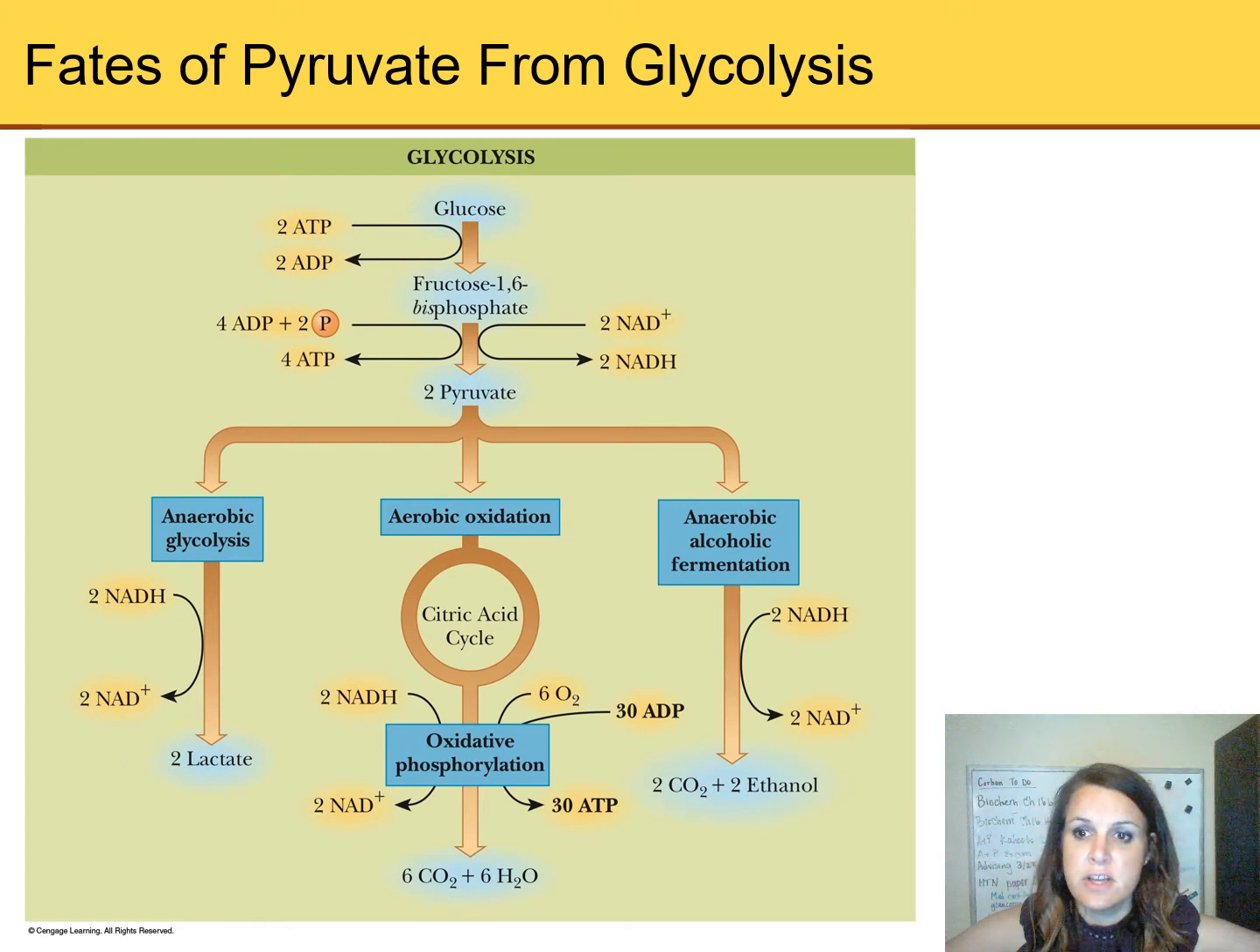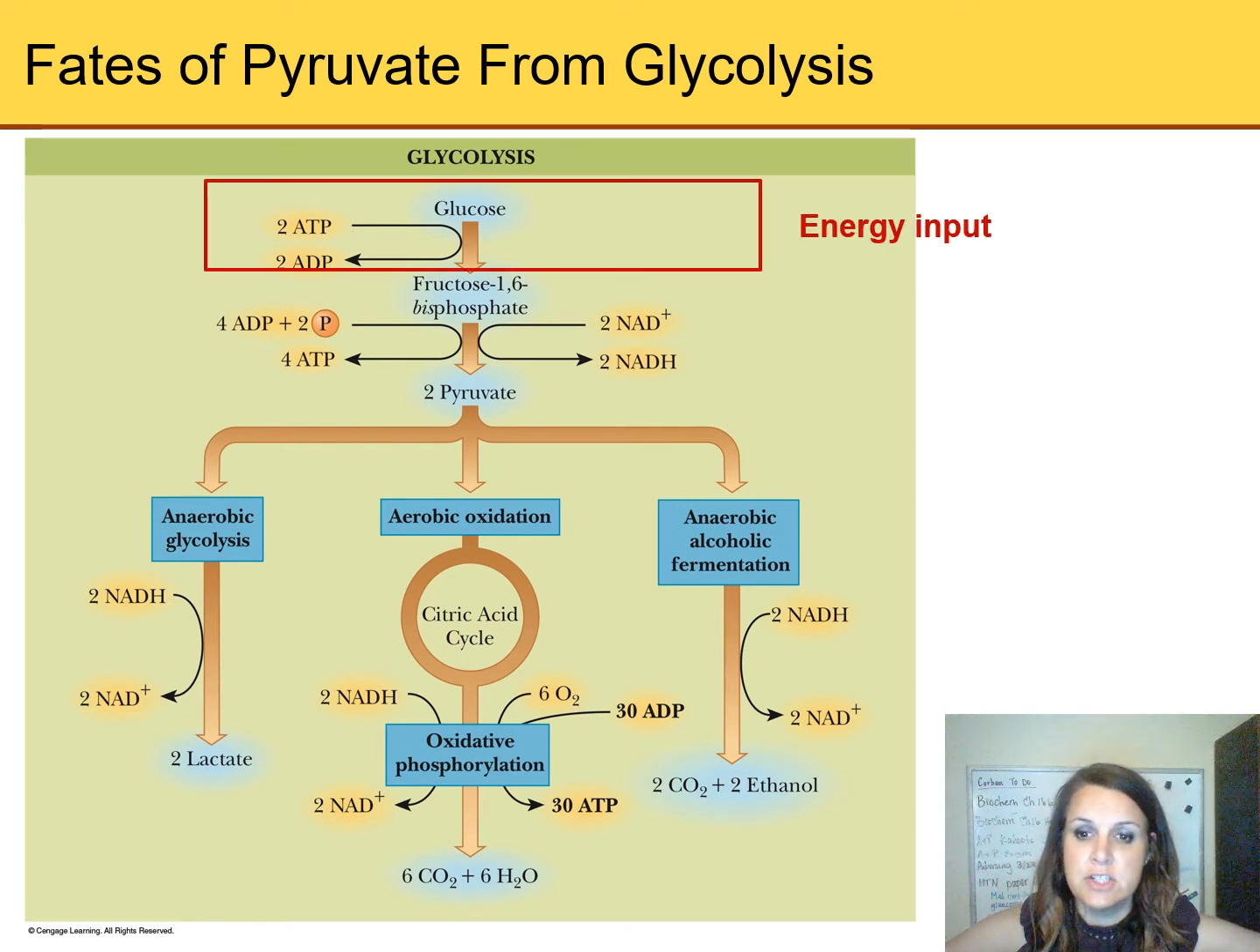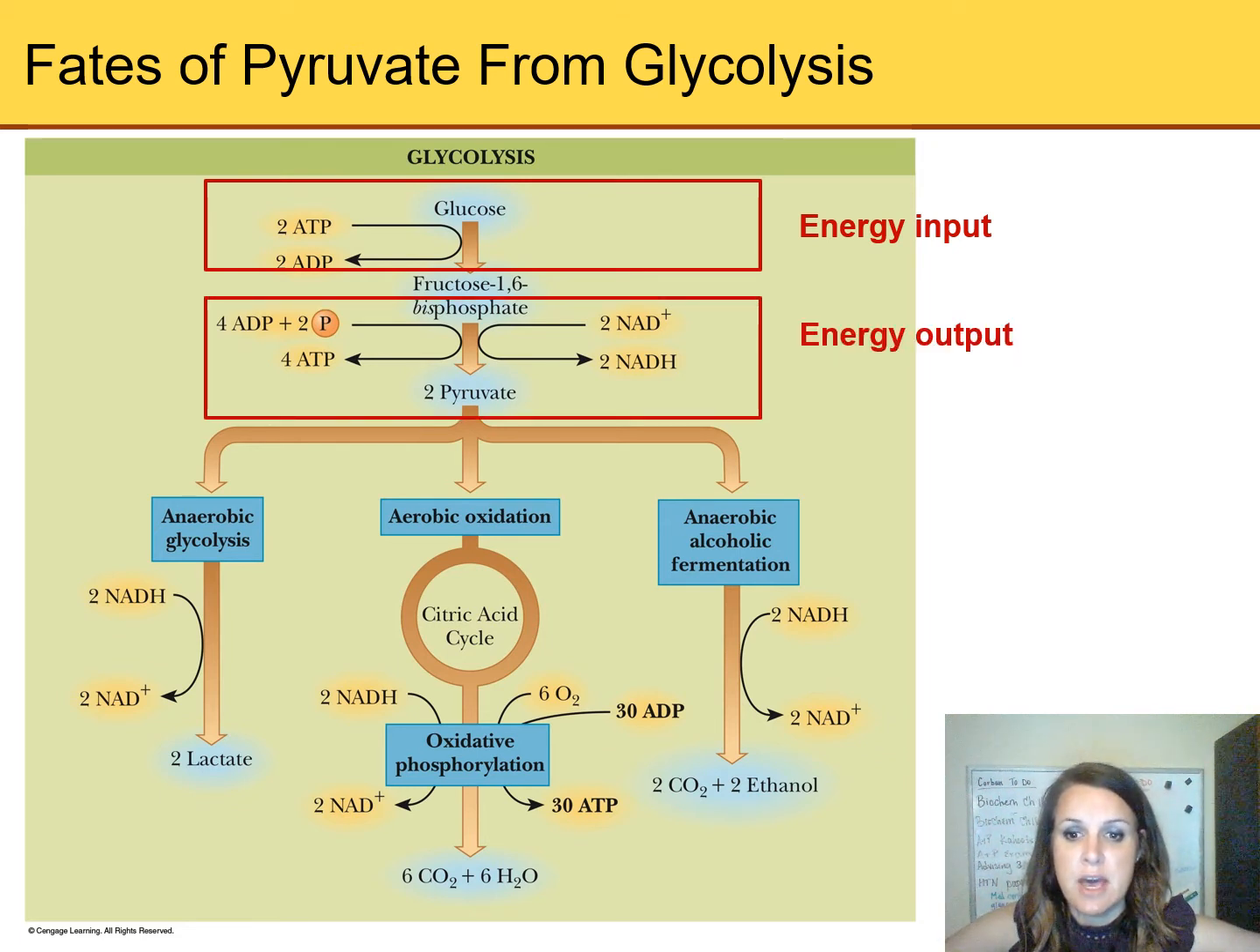In the first phase of glycolysis, there is an energy input, and as you can see here, ATP is broken down into ADP, and this energy input is required to drive the first few stages of glycolysis. And then in the second phase, you have ultimately an energy output, where 4 ATP molecules are produced and NAD is reduced to NADH. Ultimately, the final product of glycolysis is to make pyruvate. And then pyruvate has 3 different fates.